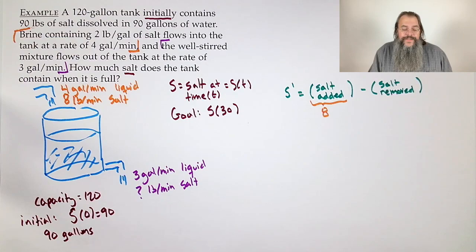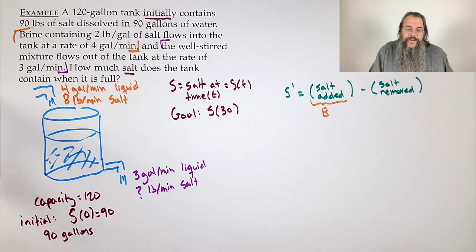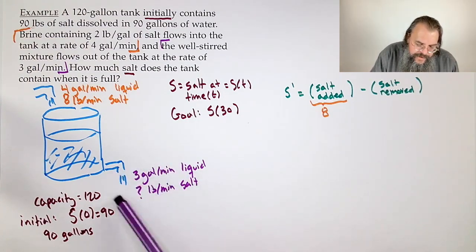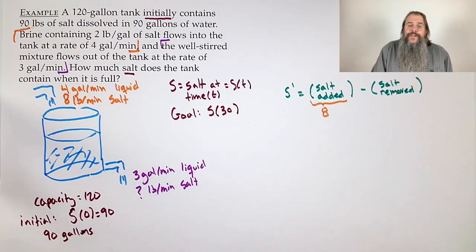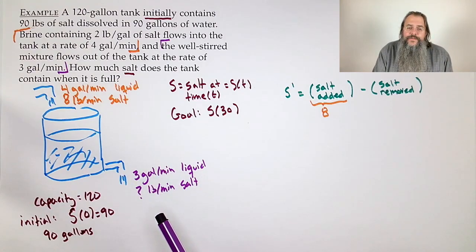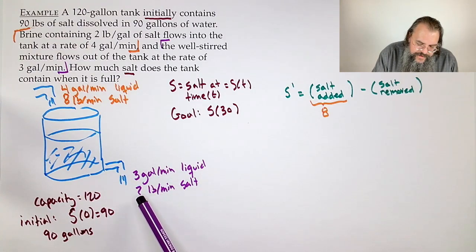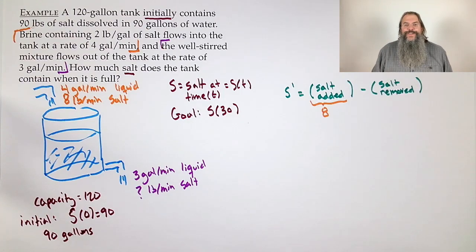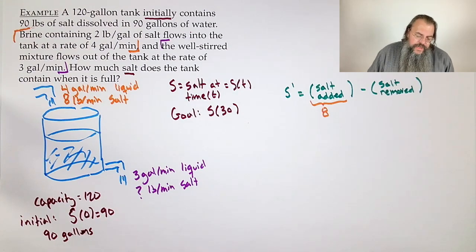Now, how does salt get removed? That's the other spigot down here. It's flowing out, so it all comes down to this part. That's where the salt gets removed. And so it's a question mark. Well, we can't leave a question mark, so let's be a little more careful. We're going to really nail down this question mark.